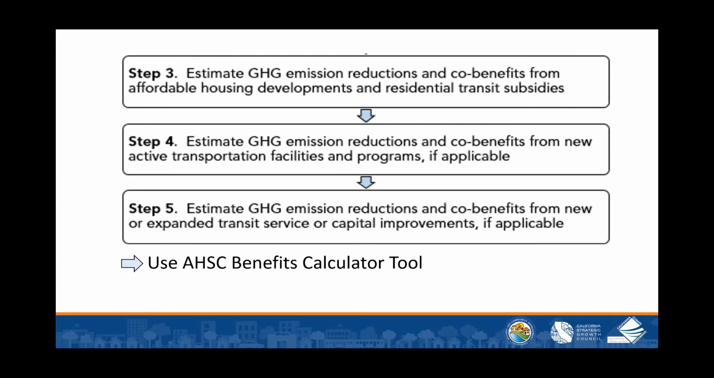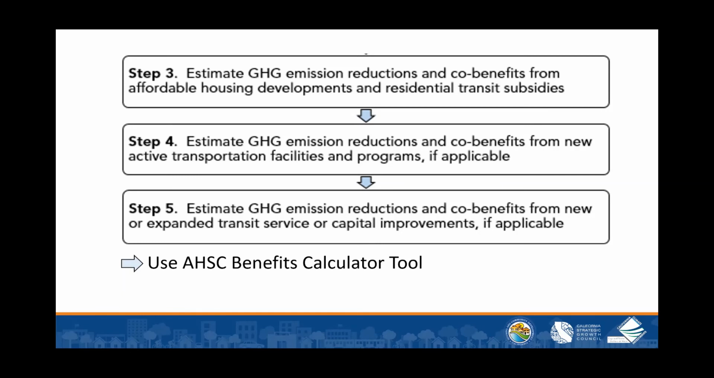These next 3 steps all take place in the AHSC benefits calculator tool. The first is if the project includes housing, using the Affordable Housing Inputs tab to estimate GHG emission reductions and co-benefits associated with the housing development. When completing the Affordable Housing Inputs tab, you might notice that the GHG emission reductions from housing developments are slightly higher than they were in round 5. This is because of those updated emission factors for passenger autos that I mentioned earlier.